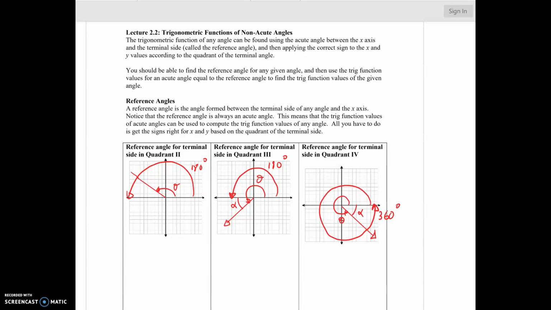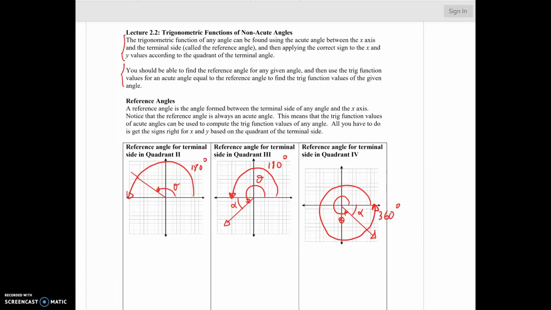Alright guys, so now let's work on trigonometric functions of non-acute angles in this lecture 2.2. I will let you read the big idea and the tip you need to pay attention to for this section. And let's talk about the reference angle.